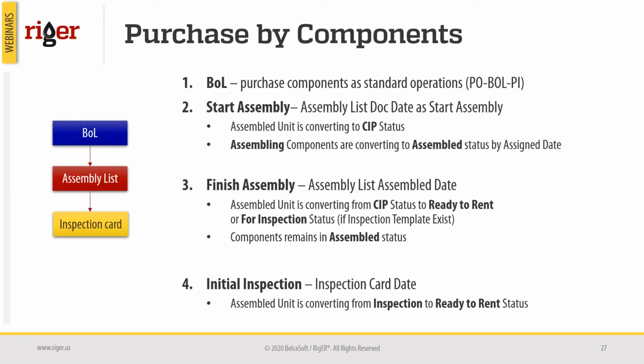So for those two months, we need to have a status for this unit showing that it's being built right now. To do that, we add the status CIP, which means construction in progress. The unit has this status from start of assembly to finish of assembly, like from the starting date to the end date. And optionally, there could be an inspection after that assembly list. So the inspection card can be generated if you use inspections after the assembly.